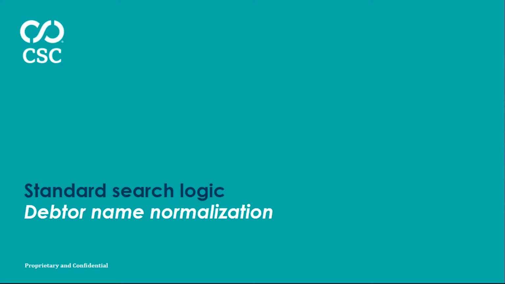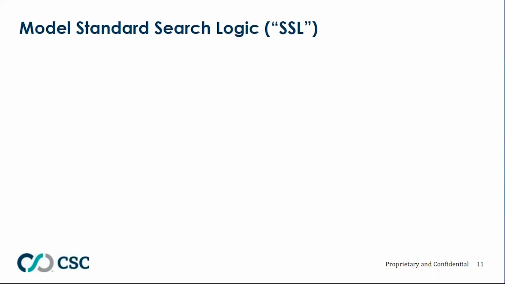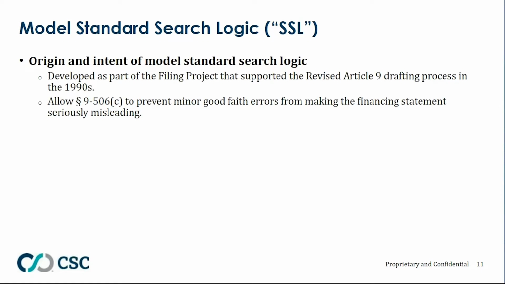A little bit of background on search logic. Most jurisdictions, about two-thirds of them, use the model standard search logic that was developed by IACA, the Filing Officers Organization. It was originally developed as part of the drafting process for the current Article 9. It started back in the 1990s, and the idea was that by changing from the old debtor name standard to a new precise debtor name standard, the model standard search logic should compensate somewhat for minor errors so that a financing statement with such minor errors would not be seriously misleading.